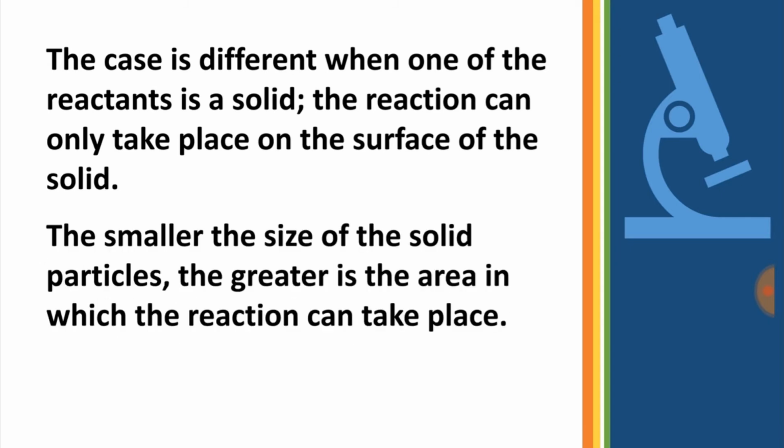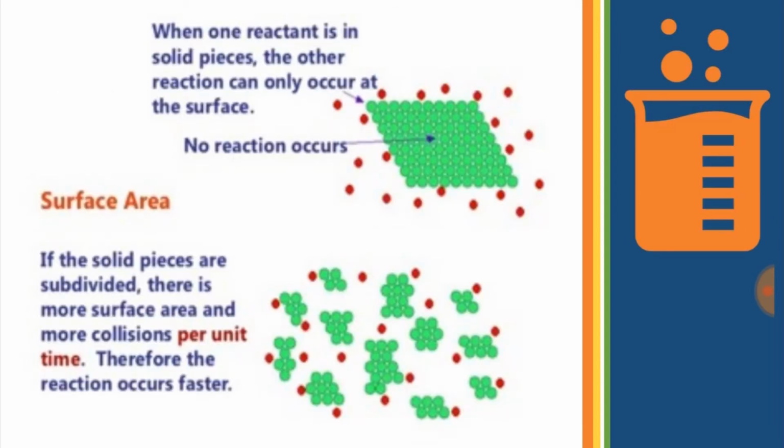The smaller the size of the solid particles, the greater is the area in which the reaction can take place. To illustrate, when one reactant is in solid pieces, the other reaction can only occur at the surface. If the solid pieces are subdivided, there is more surface area and more collisions per unit time. Therefore, the reaction occurs faster.